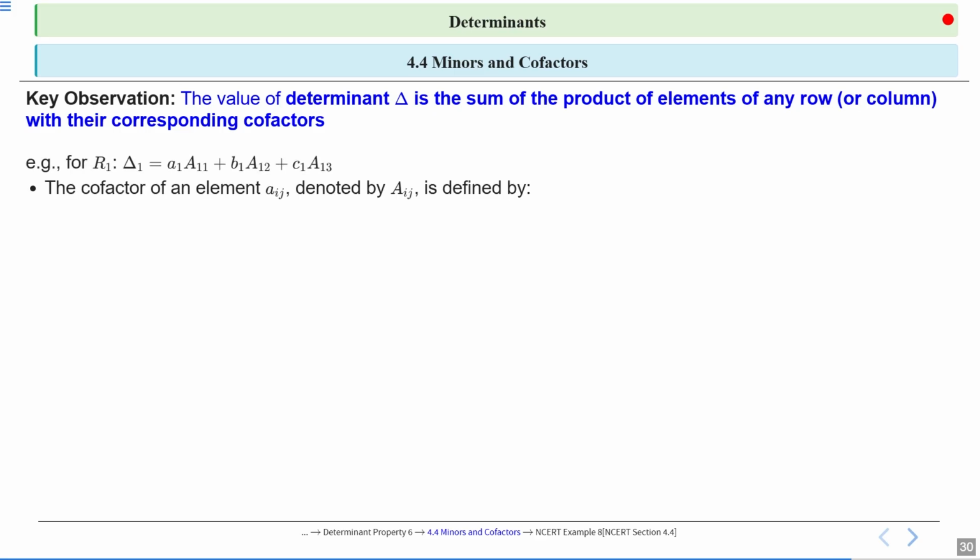So when we expand along R1, the determinant becomes a1 into capital A11 plus b1 into capital A12 plus c1 into capital A13. The cofactor of element aij, denoted by Aij, is defined by minus 1 to the power i plus j into minor Mij.